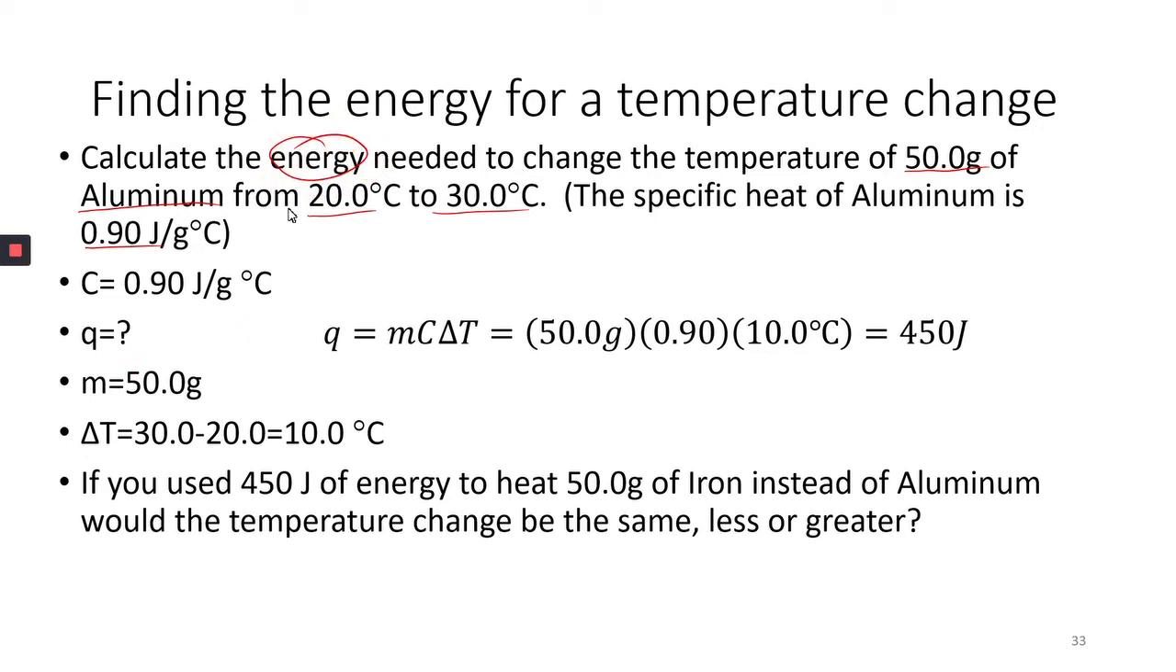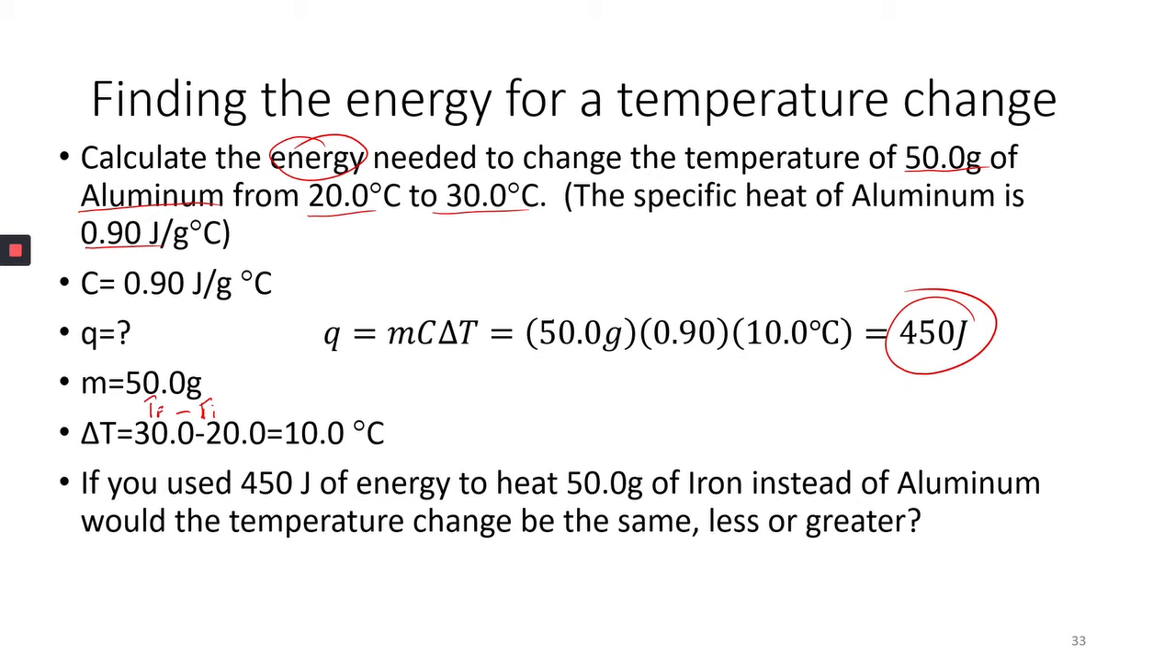Q is what we're looking for because it says calculate the energy. M is our mass, and our change in temperature is always the final temperature minus the initial temperature. So that would be 10 in this case. You plug everything in, and here is your answer. What that means is you would use 450 joules of energy to heat 50 grams of aluminum and have its temperature raised by 10 degrees.